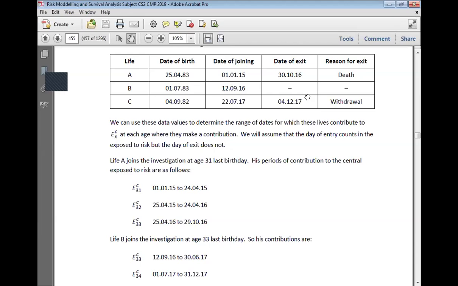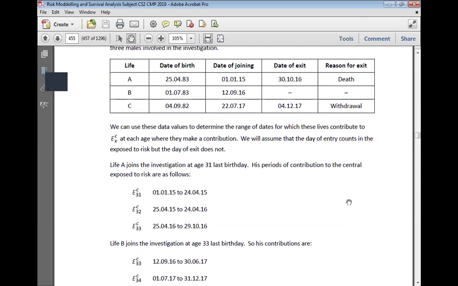Now they want to use these data values to determine the range of dates for which these lives contribute to EXC. This is nothing but exposed to risk at age X, where they make a contribution. And they are assuming that the day of entry counts in the exposed to risk, but the day of exit does not. So the very first thing we want to do is figure out at what ages people join our investigation.